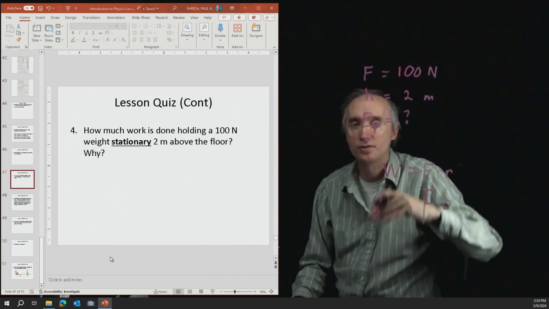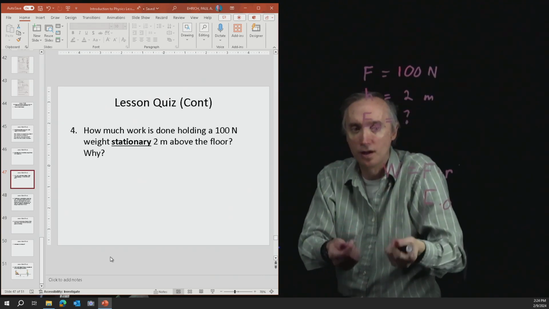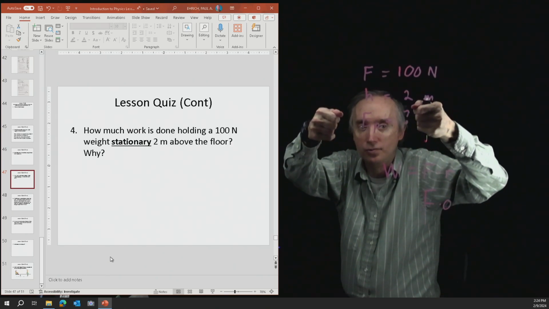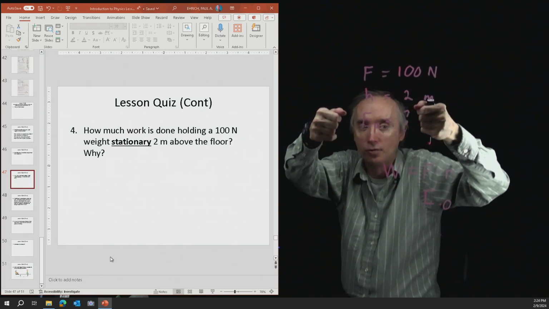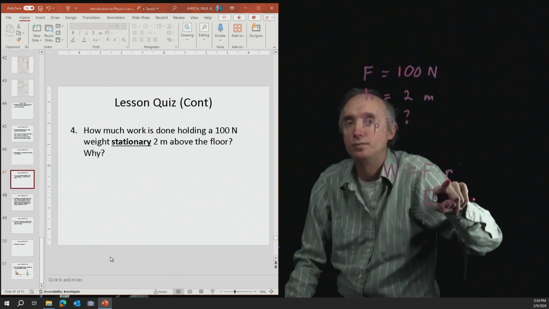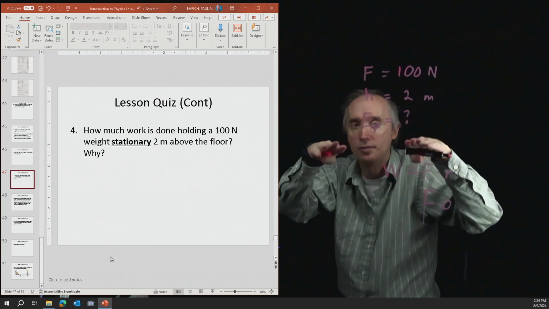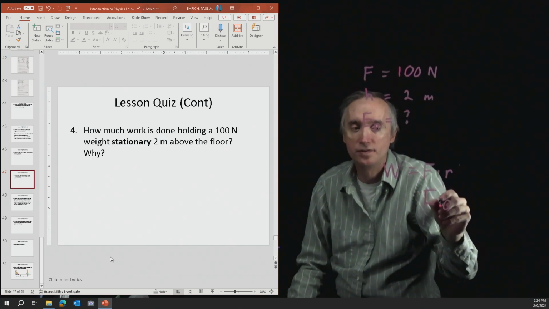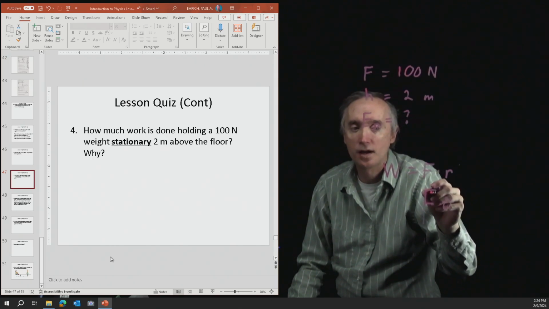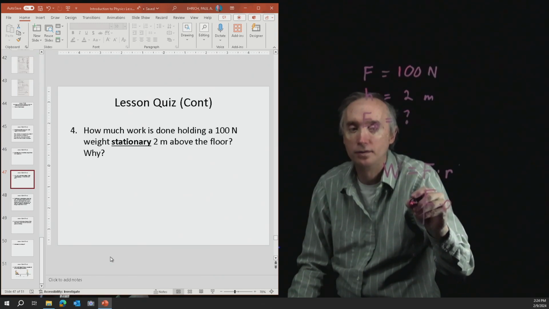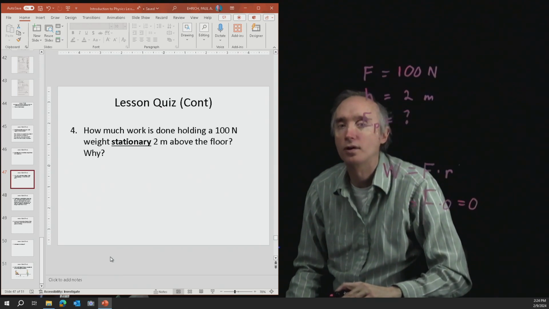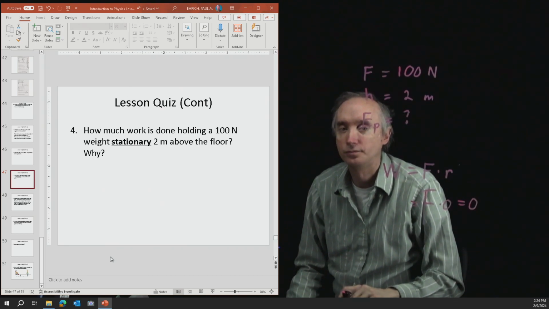So even though it's 2 meters above the floor, it took a lot of energy to raise it that 2 meters. So that would be the force multiplied by the 2 meters. But once it's up there, it's not moving anymore. So therefore, 0 movement times anything is going to be 0. So it's going to take 0 work to hold it up there.